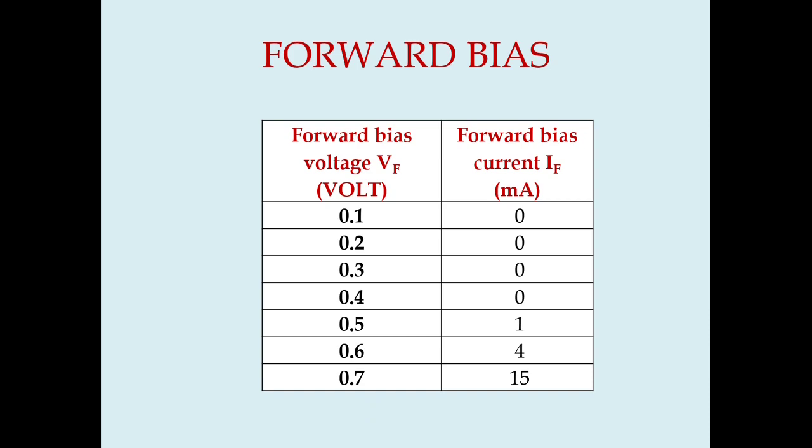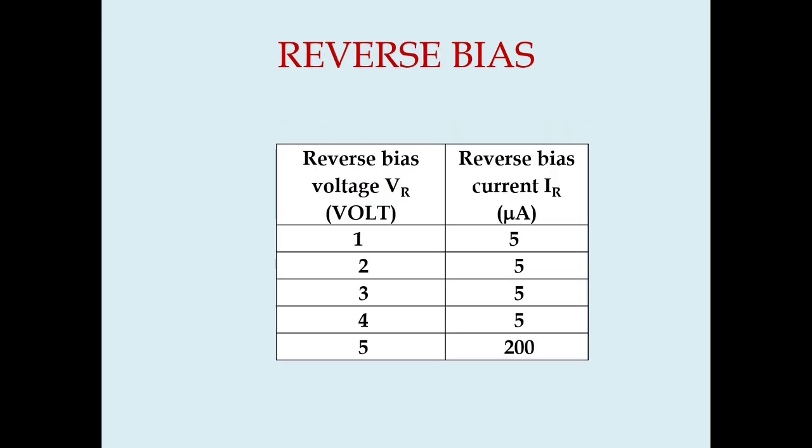The first column represents forward bias voltage VF, which is usually increased in steps of 0.1. And the next column we have forward bias current IF, which is recorded against the forward bias voltage and measured in milliampere. So for 0.1, the forward bias current IF is 0, for 0.2 it is 0, and we have recorded till 0.7, where we have obtained forward bias current IF as 15.